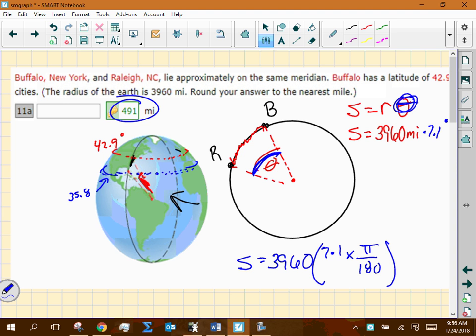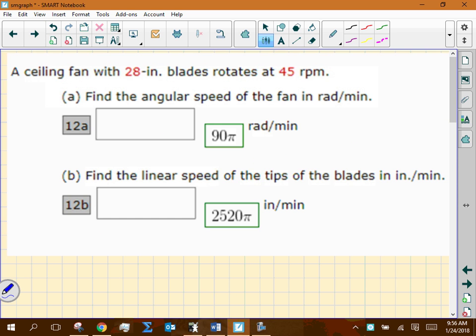You're also going to see, I know we're running short here, questions like this, where it says a ceiling fan. We'll get to that tomorrow.